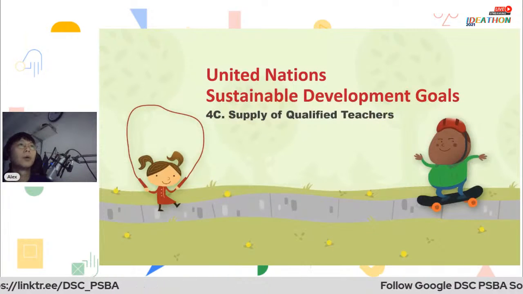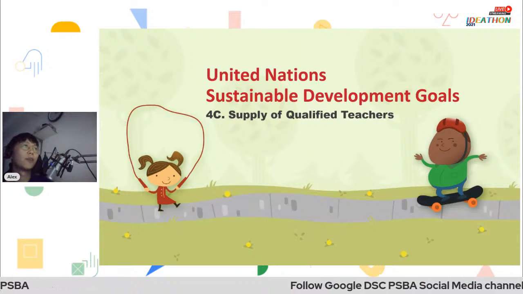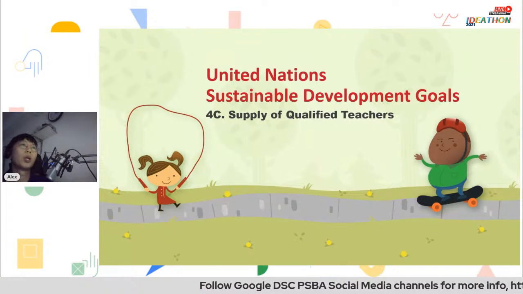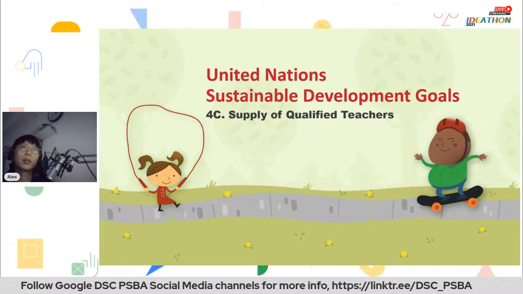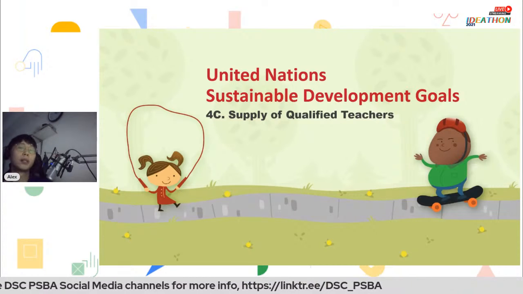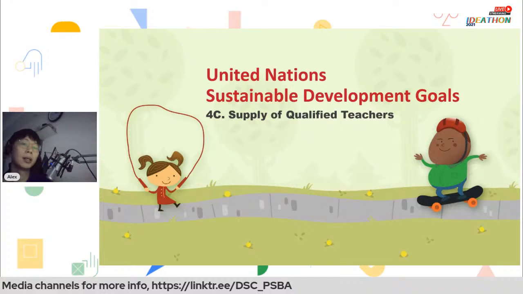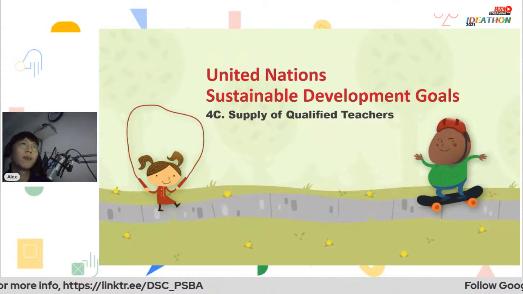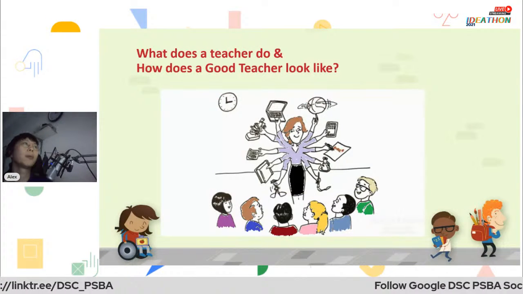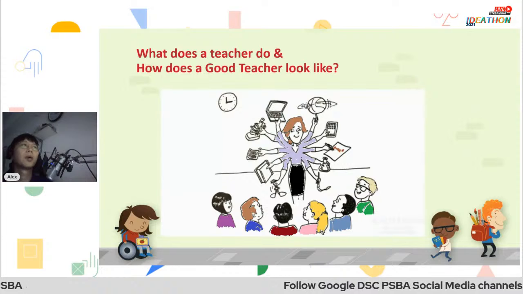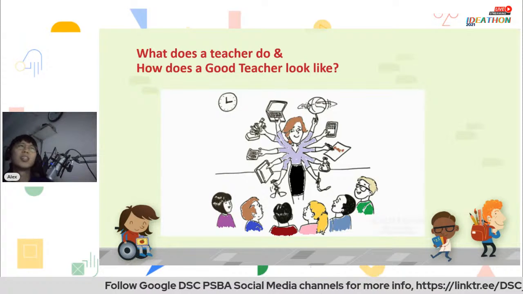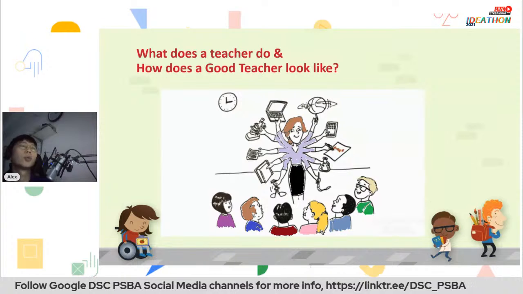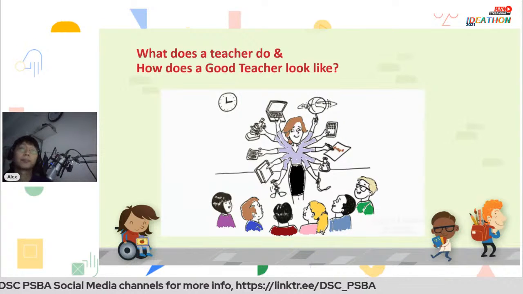Okay. I'll spend the next 5 minutes on 4C, which is the supply of qualified teachers. Okay. So many times when we talk about education, we focus on the children. Okay. But this 4C goal talks about qualified teachers. And when we talk about teachers, right, we think back about our time, right? What does a teacher actually do? And what does a good teacher actually look like?